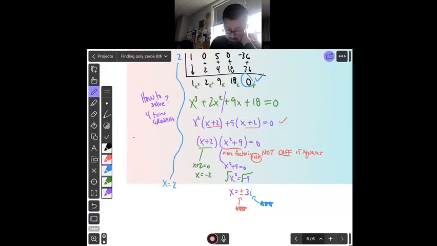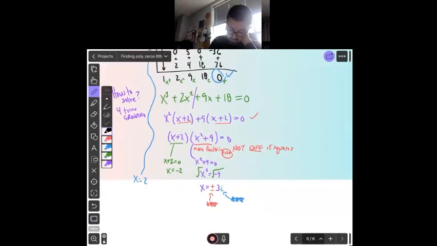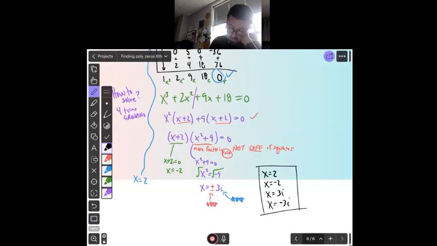Okay. So I'm just going to write this in a little bit neater list. So we're supposed to have 4 answers. We got x equals 2. We got x equals negative 2. We got x equals 3i. We got x equals negative 3i. So 4 answers, like we thought.